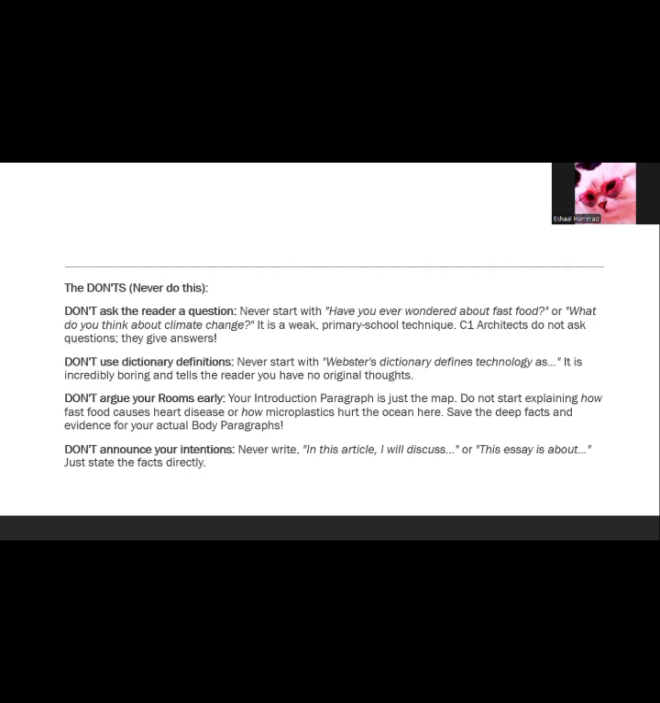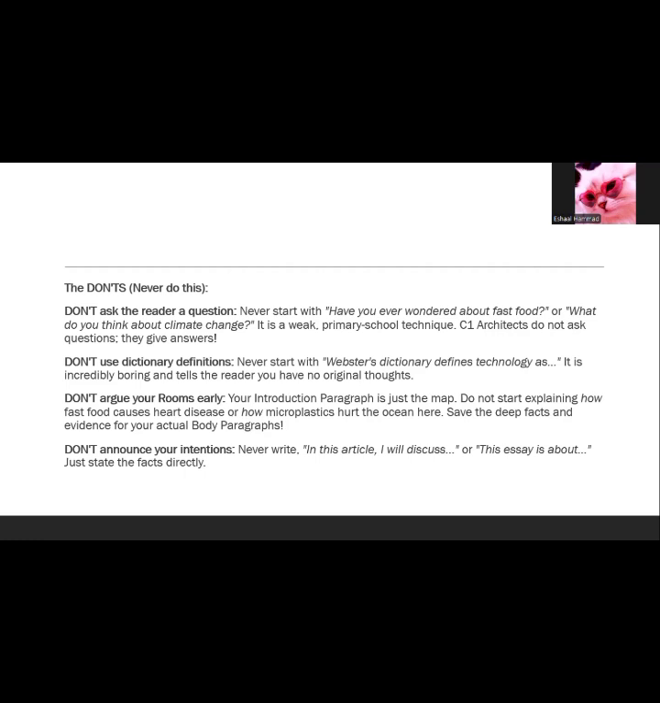It's a weak primary school technique. A C1 article should not have it. They do not ask questions; they give correct answers. First thing, don't ask questions. Second thing, do not use dictionary definitions.